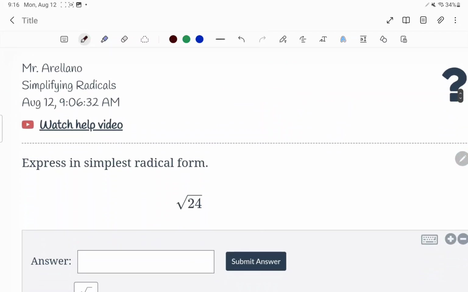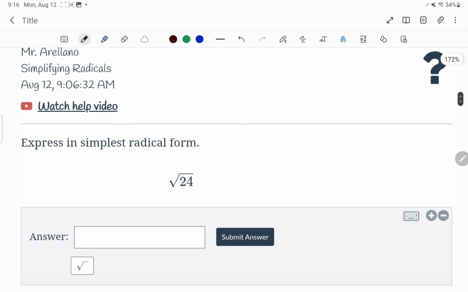All right, let's go down. On the worksheet that you're going to get today, you're going to see a problem like this. We need to understand two things. My index doesn't have anything, so we know we're going to have an index of 2. Now, the inside of my radical is the radicand, and it's a 24. We're going to have to break that one down, okay?